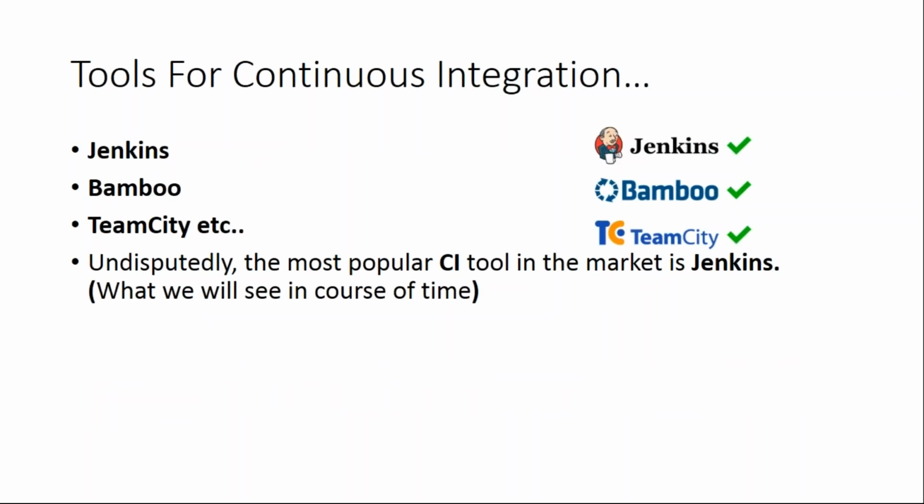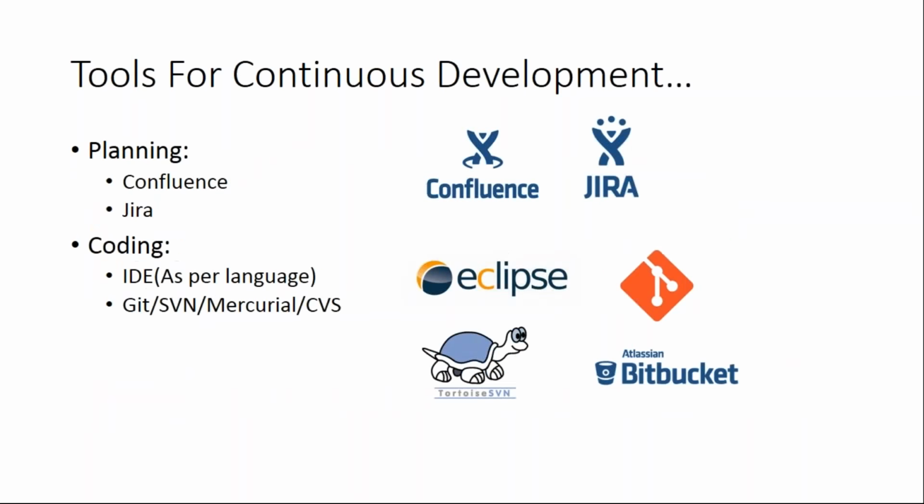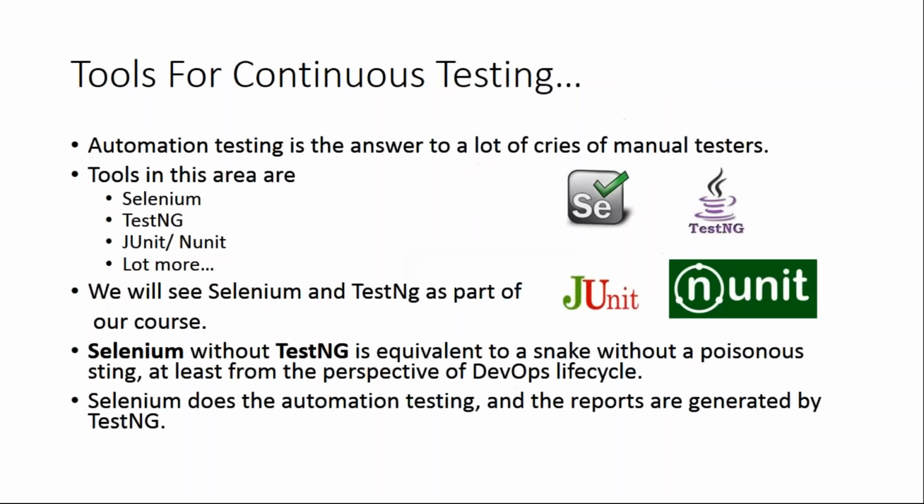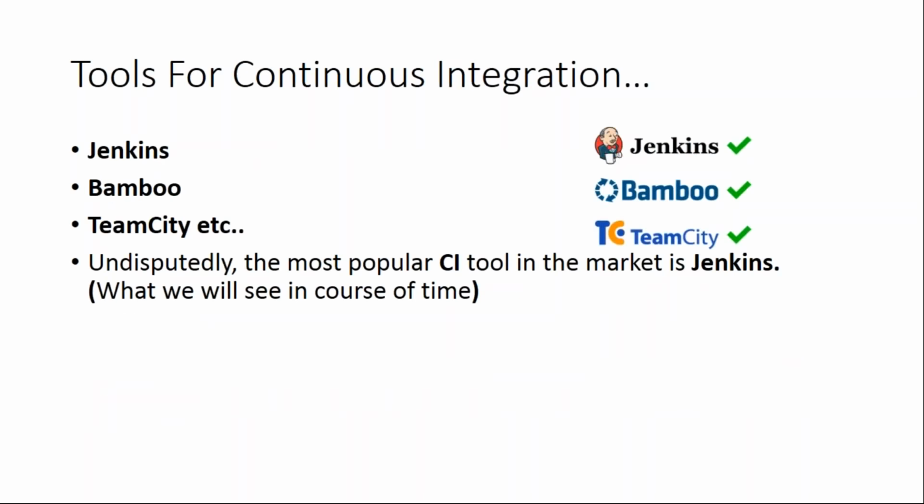So what's next? It's continuous integration. We have gone through continuous development, so let's go back and recap. For planning we have Confluence, Jira. For coding we have an IDE, then a source code management tool like Bitbucket. Bitbucket is the server of Git. We have Git, Tortoise SVN, IDEs like Eclipse. Then for testing, we should have test automation scripts along with the reporting tool. Both should be there.